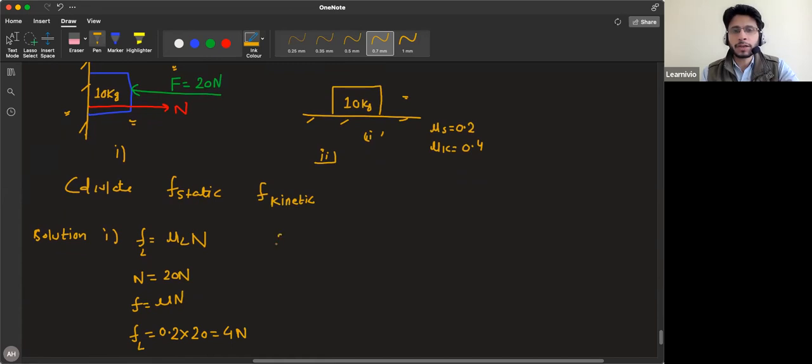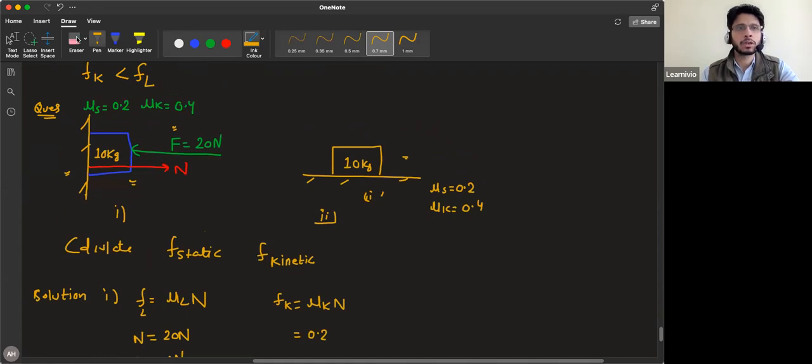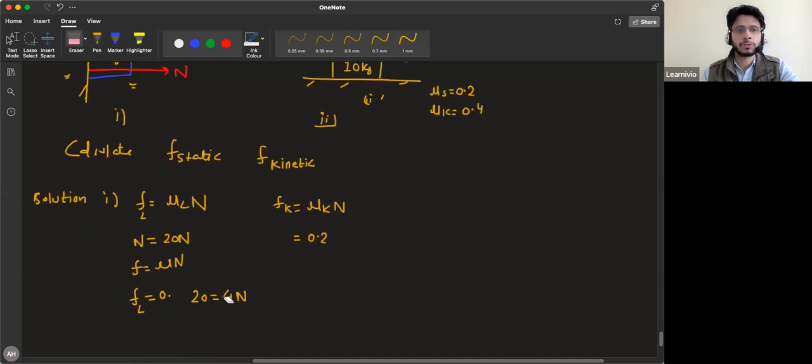Similarly, if you want to calculate kinetic friction, it is just mu k into N, coefficient of kinetic friction into normal reaction. This is something I gave wrong. This is kinetic, and this is static. So this is not 0.2, this is 0.4. Static is always greater than kinetic. 0.4 into 20, so that will be 8. Here it will be 0.2 into 20, so this will be equal to 4 in the first part.